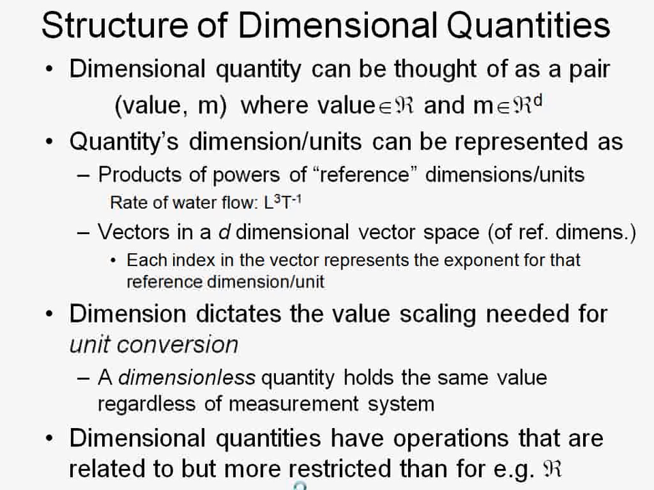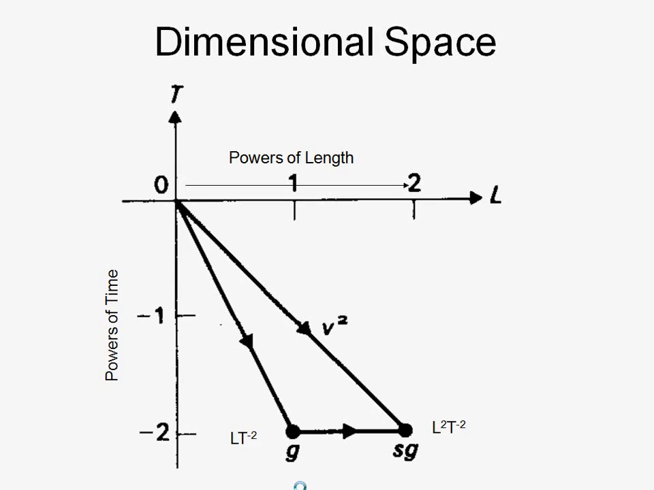Okay, so again, if this were just measuring speed, it would be length per unit time. But here we have amount of water per unit time shooting down there in the middle of the river, and we have amount of flow per unit time. Okay. Now we can also think about this in a vector space. Here's powers of length and powers of time.